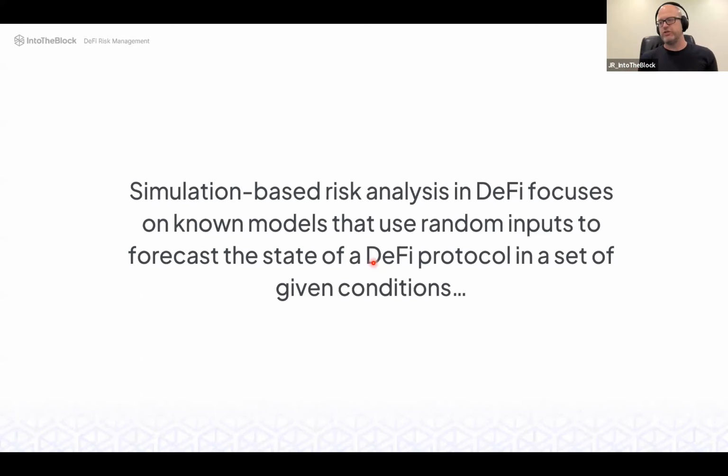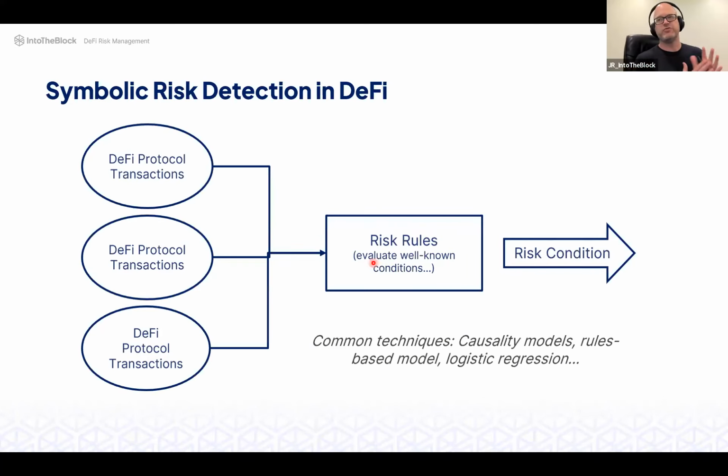In terms of symbolic risk, you have different models. So causality models in traditional statistics, with frameworks like DoWhy and things like that work. Just simple rules-based models, if this then that type of approach, as well as a little bit more sophisticated logistic regression structures sort of work as well here too.